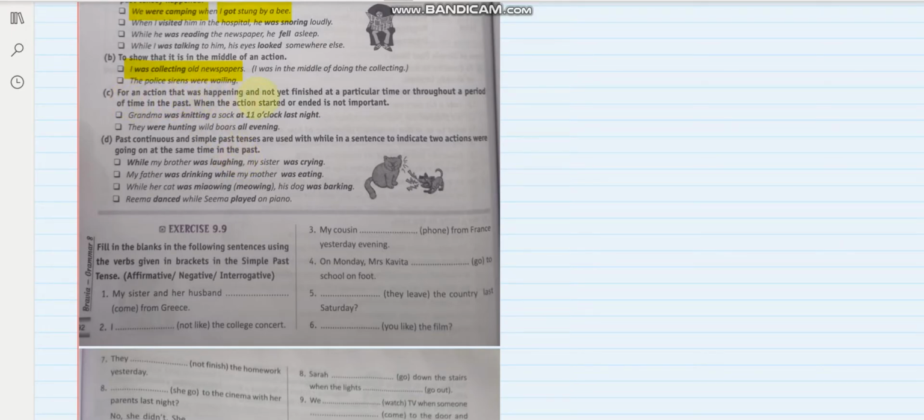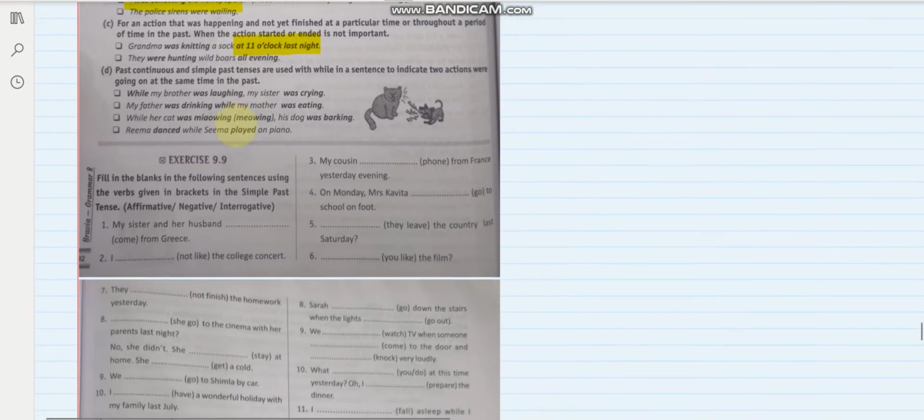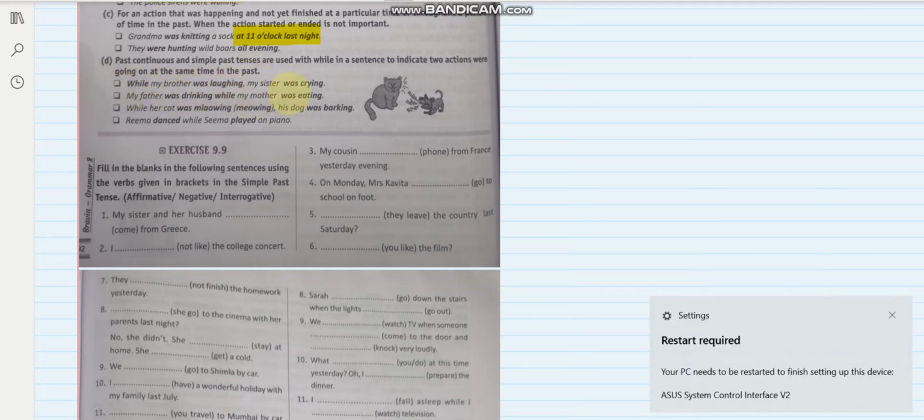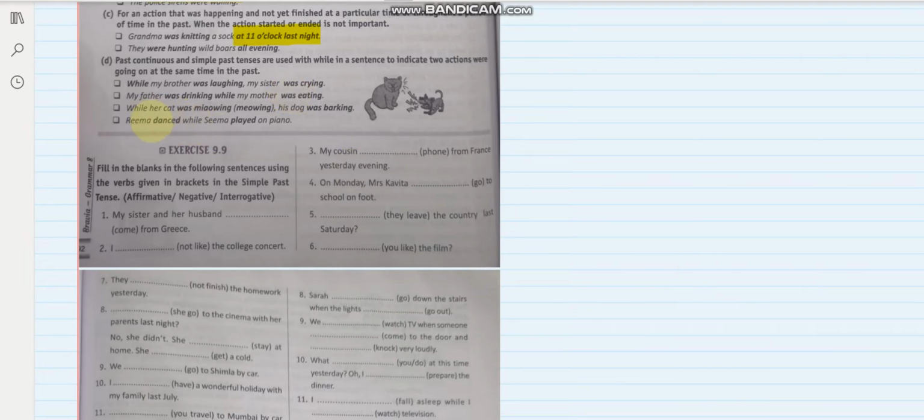For an action that was happening and not yet finished at a particular time or throughout a period of time in the past. Like if I say grandma was knitting a sock at 11 o'clock last night. So here I have basically specified the time. Next, past continuous and simple past tense are used with while in a sentence to indicate two actions. Like if I say, while my brother was laughing, my sister was crying. So I hope this is clear to you.